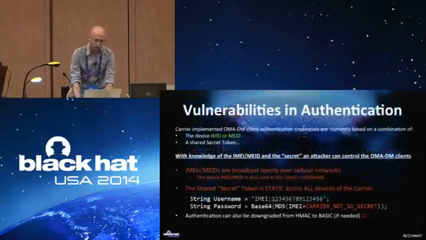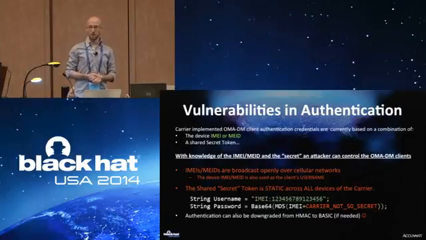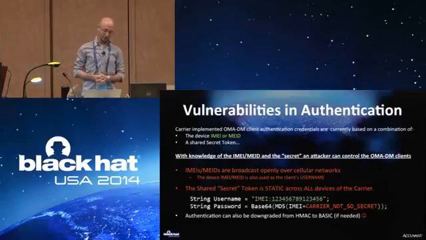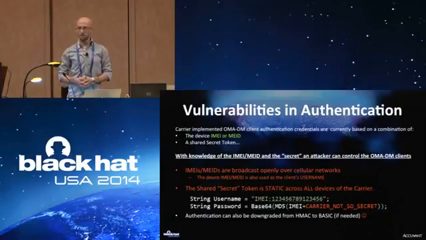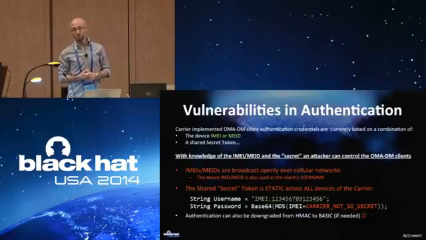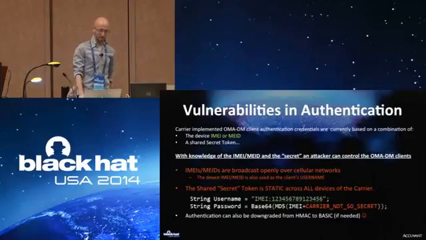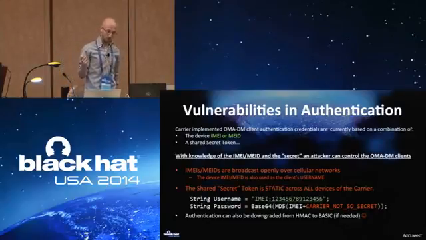Core authentication. Like we talked about earlier, the carrier's OMA-DM is based on a combination of a device identifier and a shared secret token. The carrier's implementation uses your device ID, your IMEI or your MEID, which is interesting. It also uses a shared secret token. Between those two pieces of information, an attacker with direct access to the client can take full control.